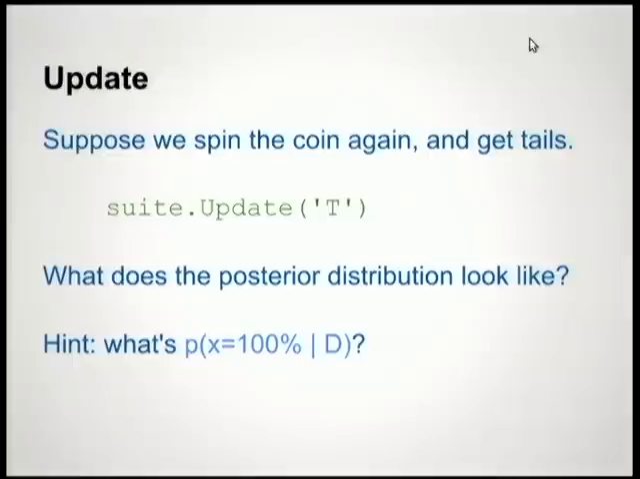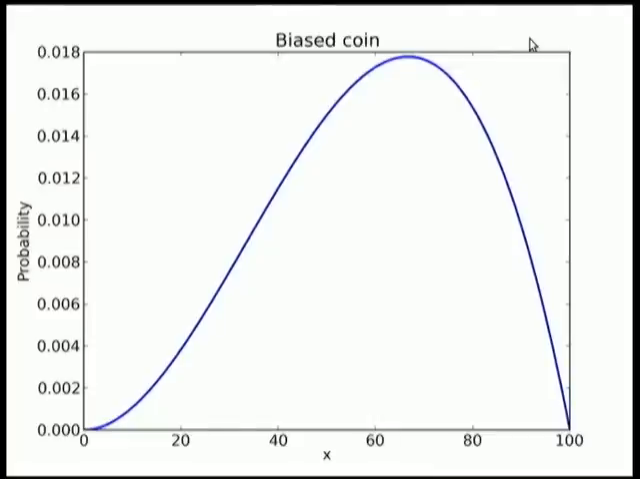If you want to think about the endpoints, now that I've seen tails, x equals 100 has been ruled out. So the curve had better come back down to zero. And in fact, that's what it looks like. Now this is starting to look like a posterior distribution, in the sense that I've got a certain non-trivial maximum value. Where do you think that maximum likelihood estimate is right now? Two-thirds. And in fact, we've seen two heads out of three. So the maximum likelihood estimate is, in fact, the exact proportion that we observed.